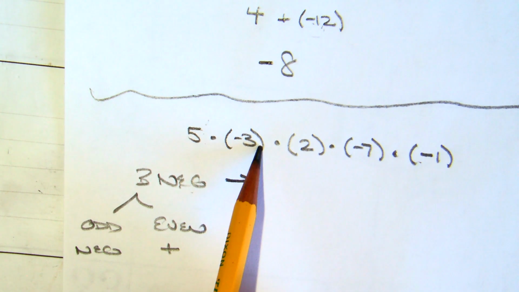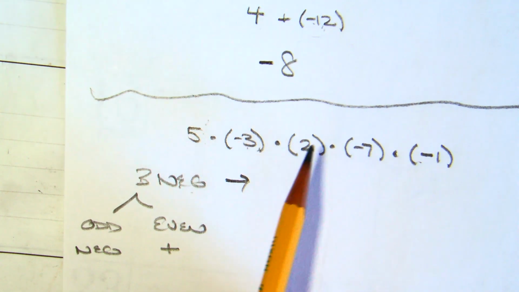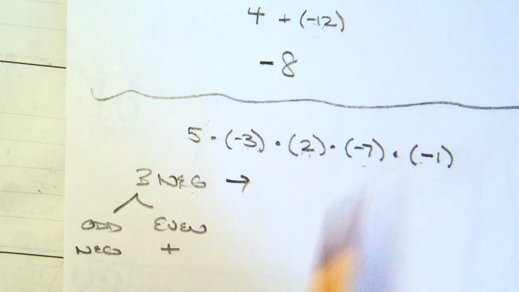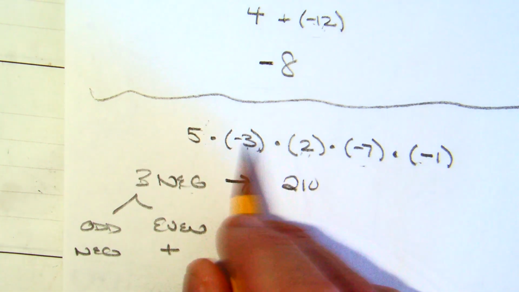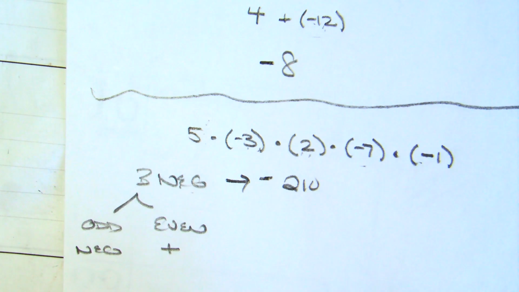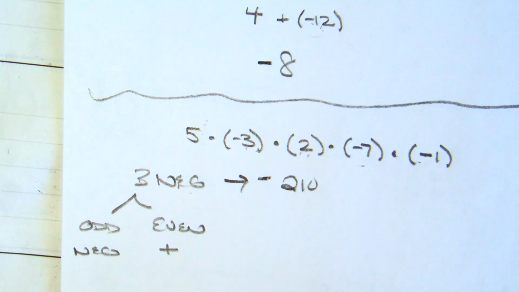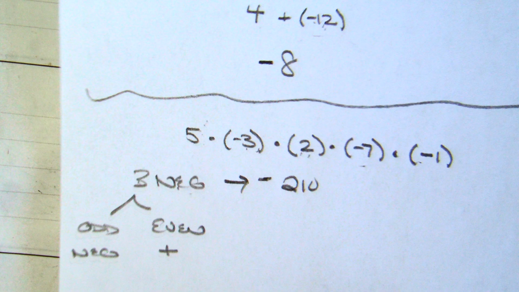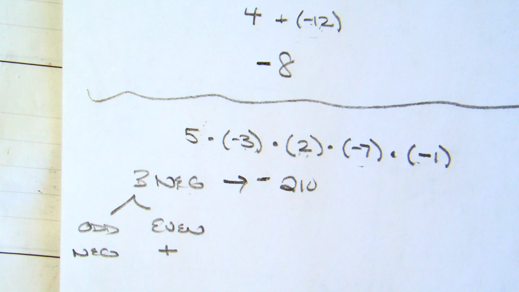5 times 3 is 15, 15 times 2 is 30, 30 times 7 is 210, so I got 210, but because there's 3 negatives, my final answer would be -210. Alright, so that's where I differ a little bit from what it says in the book. You may want to take that approach, whatever works for you.